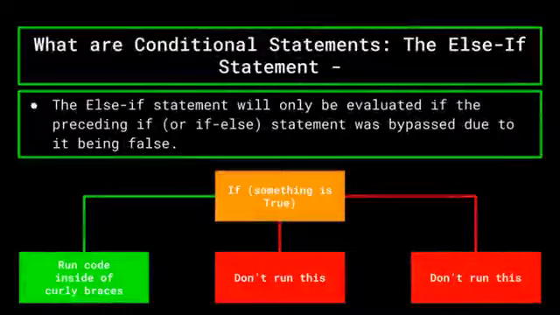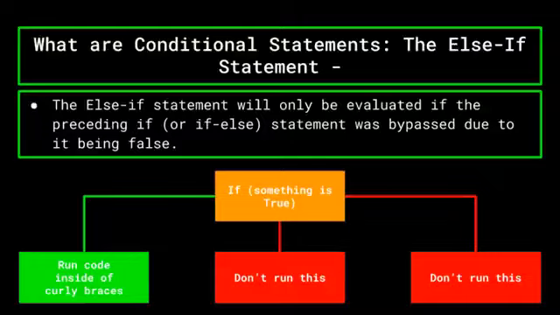Else if is a conditional statement used directly after an if statement, and carries out mainly the same function as an if statement. However, the else if statement will only be evaluated if the preceding if or the preceding else if statement is bypassed due to its condition being false. So we would run through it like so.